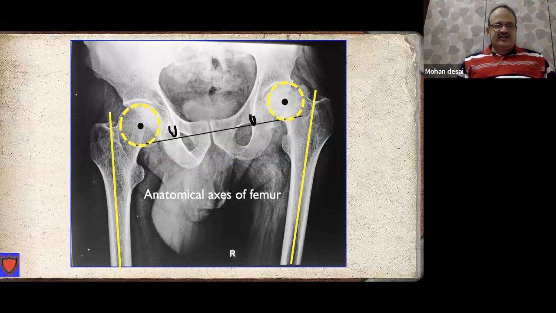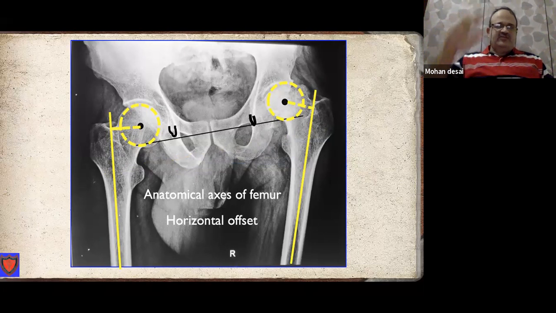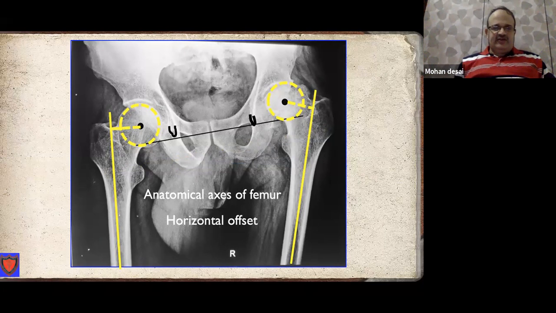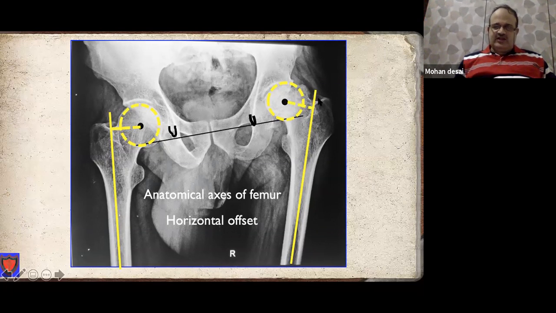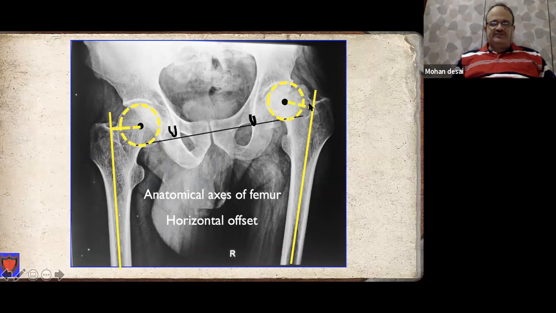Then you draw the anatomical axis, and the distance from the anatomical axis to the center of the head is the horizontal offset of the femur, which again you want to replicate in the prosthesis. Though this is the horizontal offset, while operating we don't know the anatomical axis, so we measure it from the tip of the greater trochanter to the center. When you measure this before cutting the neck, you try and make it equal after the prosthesis replacement is done. We don't take it from the anatomical axis, but from the tip of the trochanter while we are operating.